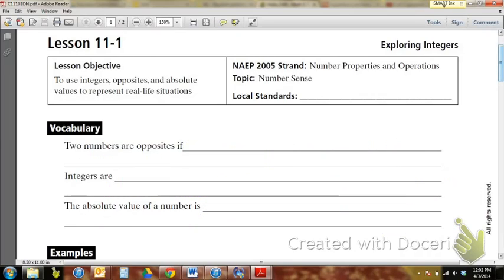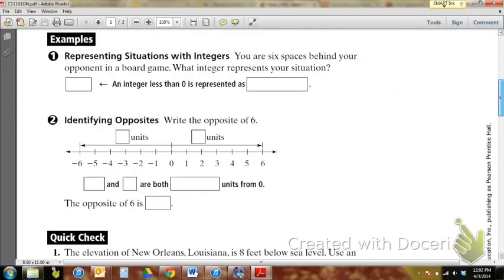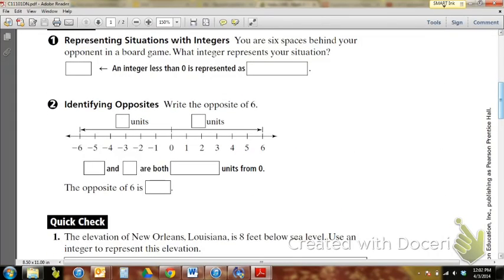Okay, so let's try some examples. We want to represent situations with integers. So you are 6 spaces behind your opponent. What integer represents your situation? Because you're behind, you're going to say negative. So we're going to say negative 6. An integer that is less than 0 is represented as a negative number. So because it said behind, I made it negative. If it had said you are 6 spaces ahead, I would have said positive.